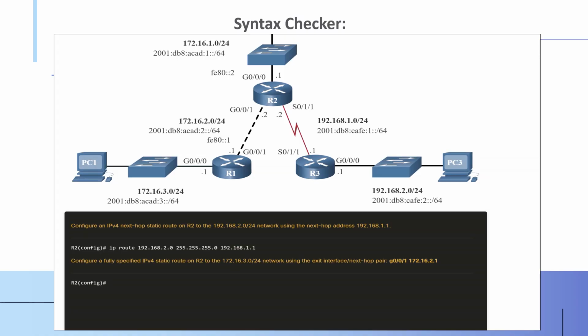So as you can see, we use the command ip route 192.168.2.0 followed by the subnet mask of the network, which is /24, 255.255.255.0, and the next hop IP address, which is 192.168.1.1, the IP address of router 3 as the next hop through the interface serial 0/1/1.